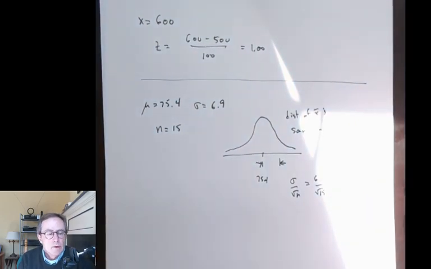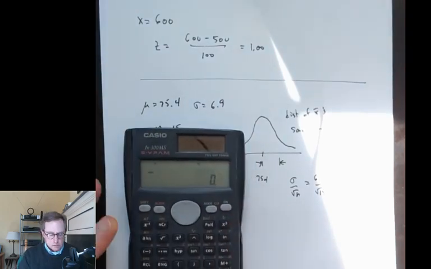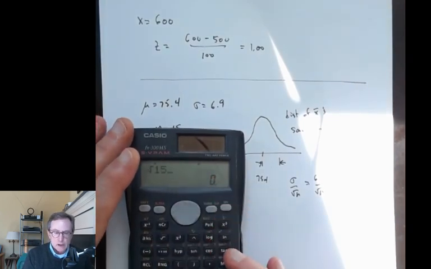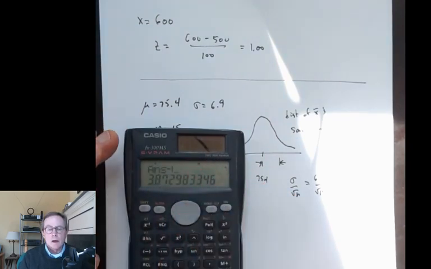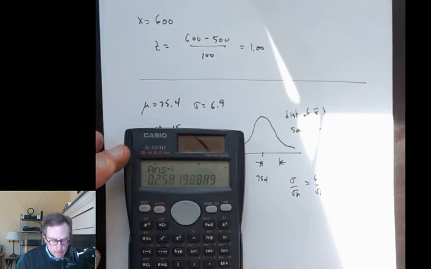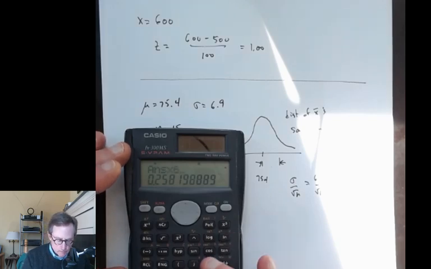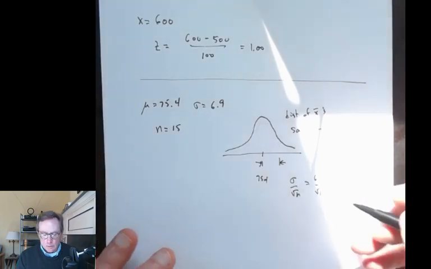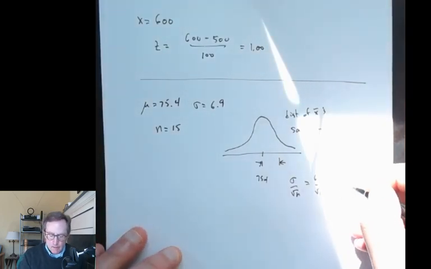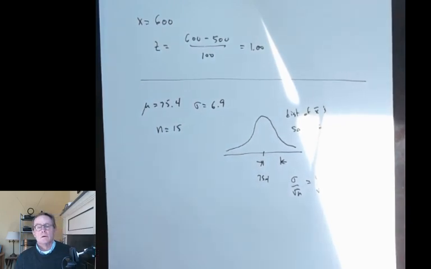And I don't know what my calculator says for 6.9 over square root of 15. Who can remember these things? Well, let's see. Square root of 15 equals, put it on the bottom of a fraction, and multiply by 6.9. And I got 1.78.